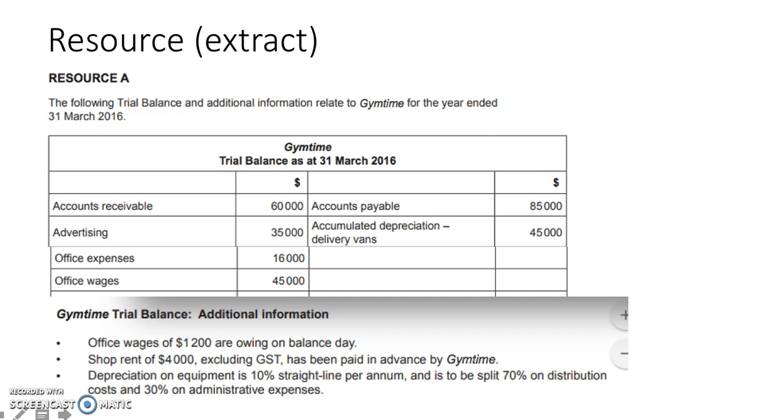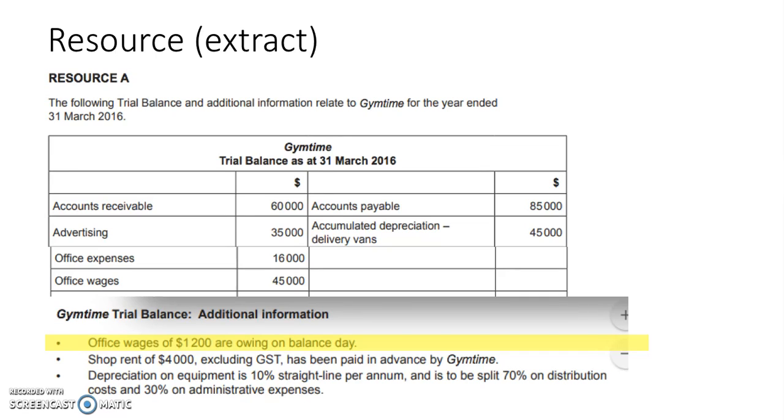Okay, here's the resource. I've cut and pasted some parts of the resource, so it's not the full trial balance you would be given, just the parts we're looking for. Now it's an accrued expense. Looking at the additional information, we're looking for something like this line here: office wages of $1,200 are owing on balance day.